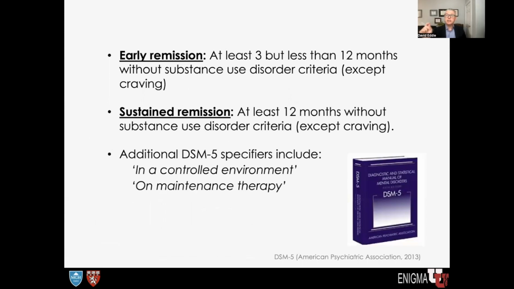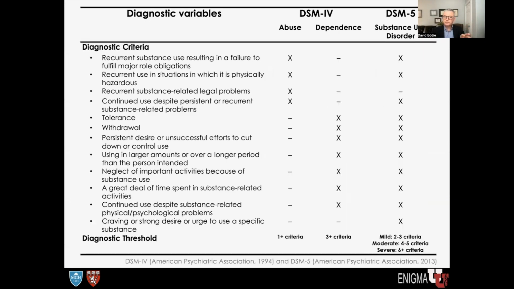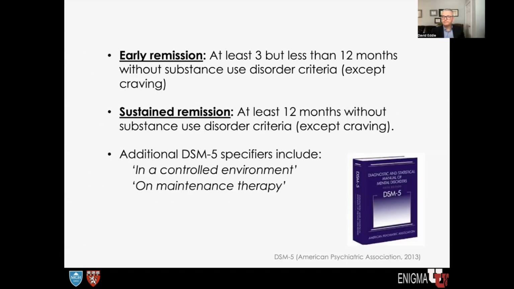Okay. Now, interestingly, once you have a diagnosis of substance use disorder, you never lose it. You keep it, you retain it for life. Now, of course, you need to have some kind of modifier so that you can code diagnostically somebody's recovery from substance use disorder. So if somebody has received an SUD diagnosis, but it's been at least 3 months, but less than 12 months since they've met diagnostic criteria for substance use disorder, i.e. experiencing that list of problems, you would say they're in early remission.